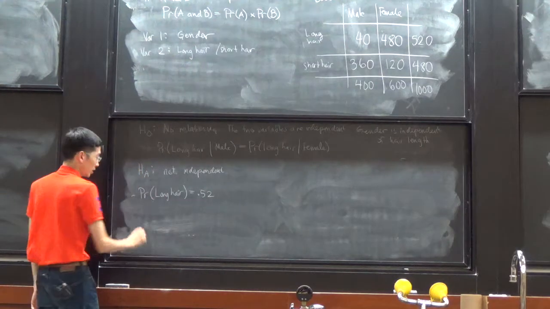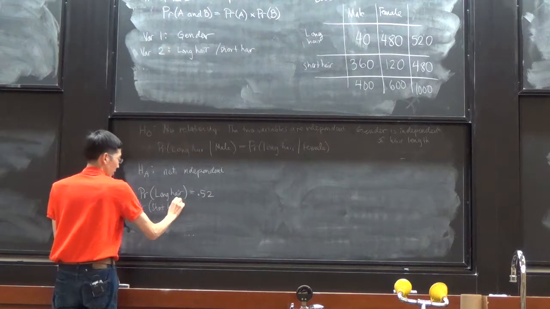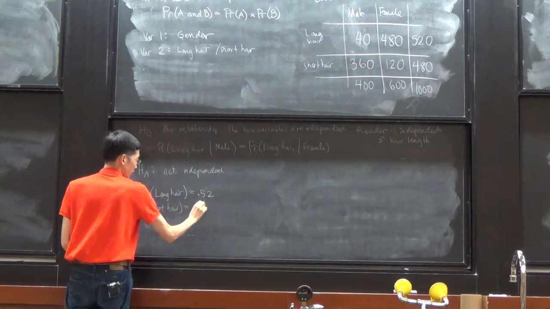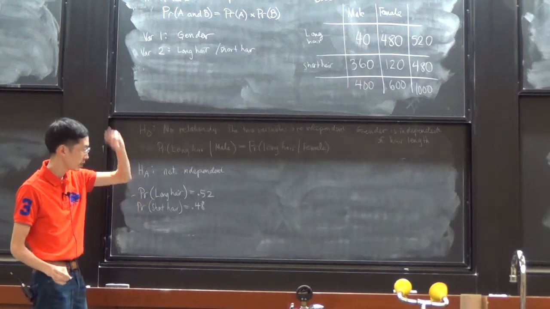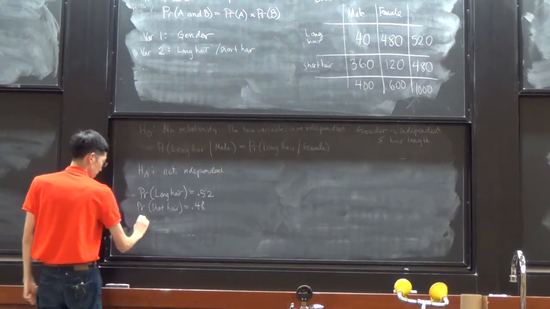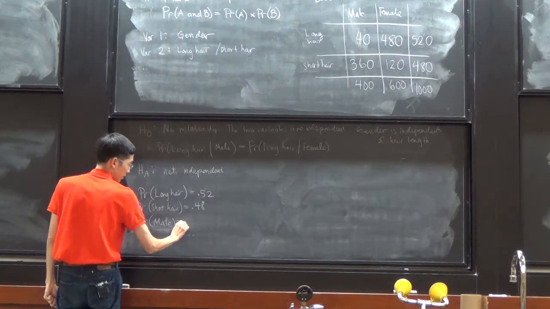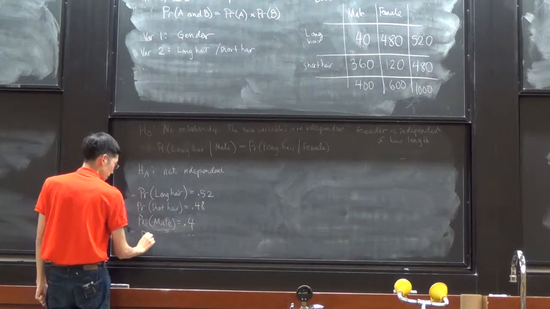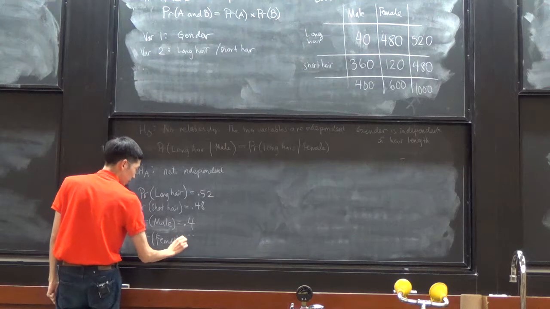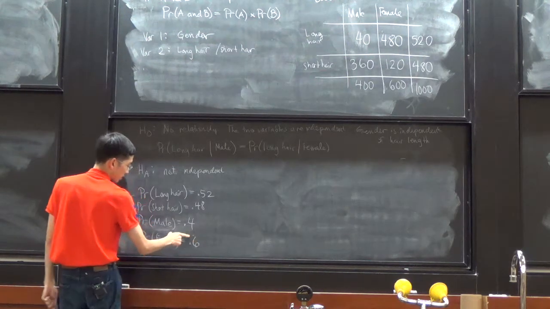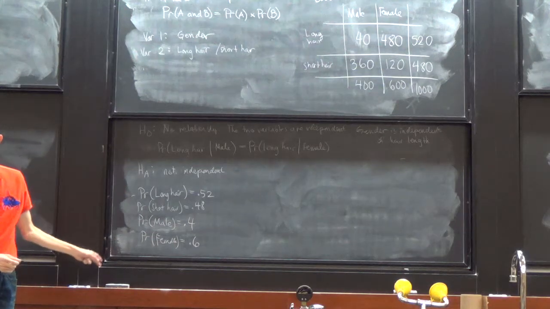0.52. And I would say the probability of short hair would be equal to 0.48. And if I pick someone at random, what's the probability that this person is male? 400 out of 1,000, 0.4. And the probability that someone is female, if I pick someone at random, 600 out of 1,000, or 0.6. Is that okay?